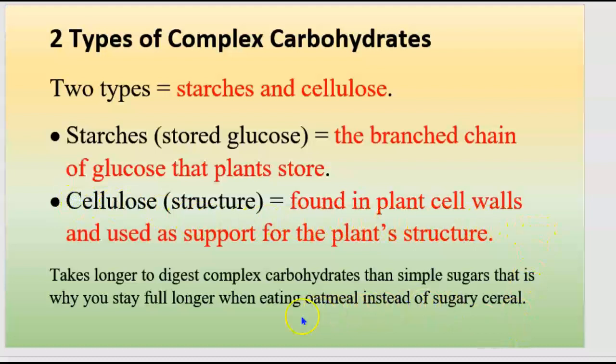It takes a lot longer to digest complex carbohydrates than it does simple sugar. And that's why you stay fuller longer when you eat oatmeal instead of a sugary cereal. So oatmeal is really complex. It has the starch in the kernel, and it also has the cellulose of the plant cell wall, which is what's holding the grain together.